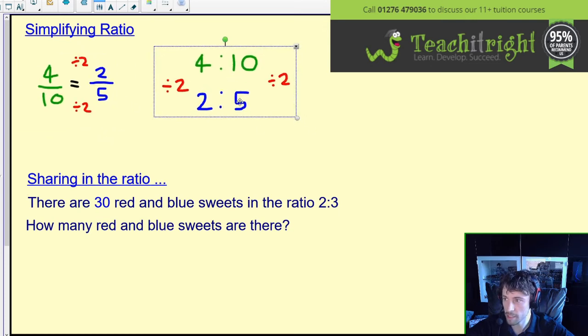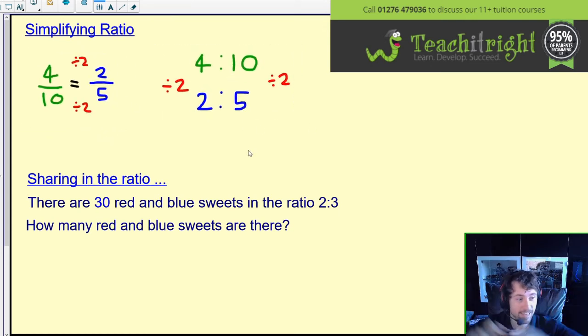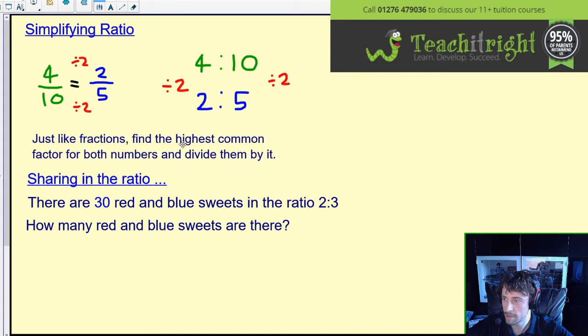And I find that by just showing people this, showing them next to each other, color coding, you can see that really it works the same way. It's just like a fraction on its side. So if you're comfortable with simplifying fractions, you should become really quickly comfortable with simplifying ratios. So just to put those in words, it's quite clever, isn't it? Here's what I did earlier. Just like fractions, you find the highest common factor for both numbers and then divide them both by it.